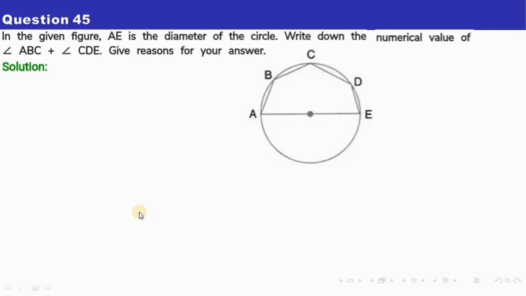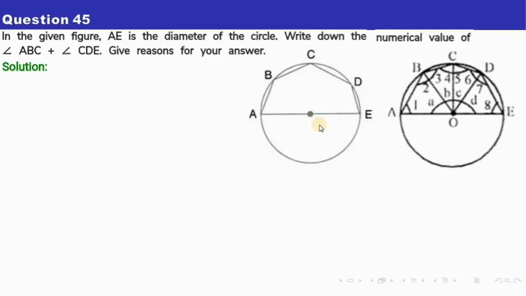Okay, let's have a look at question number 45. So this question says, in the given figure, AE is the diameter of the circle. Write down the numerical value of angle ABC. So ABC, that is this angle, plus CD, that is this angle. So we need to find the sum of this angle and this angle. All right. Now before I begin with the sum, let us do some necessary construction. That is, I'll make these constructions out here.